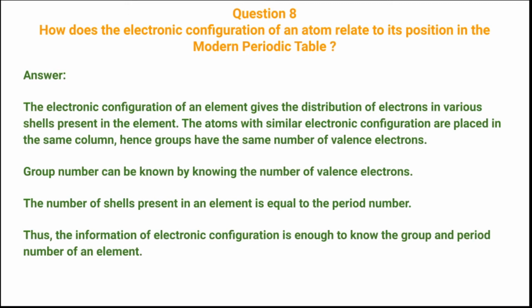The atoms with similar electronic configuration are placed in the same column, hence groups have the same number of valence electrons. Group number can be known by knowing the number of valence electrons. The number of shells present in an element is equal to the period number. Thus, the information of electronic configuration is enough to know the group and period number of an element.